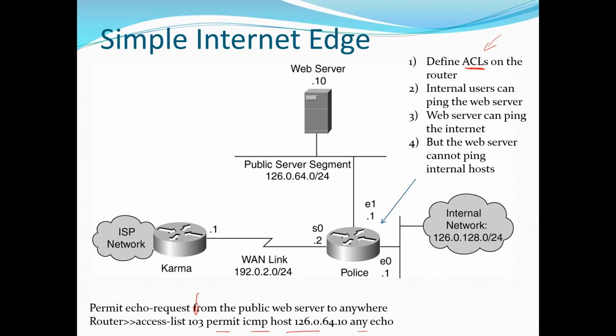In this case, we can take a look at the network. We can see there's an internal network, so this is the inside, and it's the 126.0.128 network. Over here, think of this as a firewall device, and it's got 3 interfaces. That's also a common thing with these devices: they can have more than 2. So this has 3 interfaces.